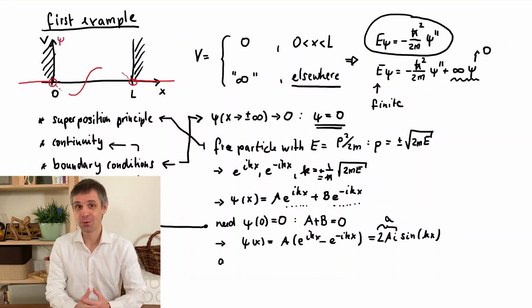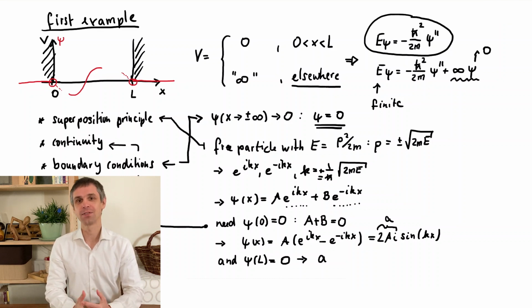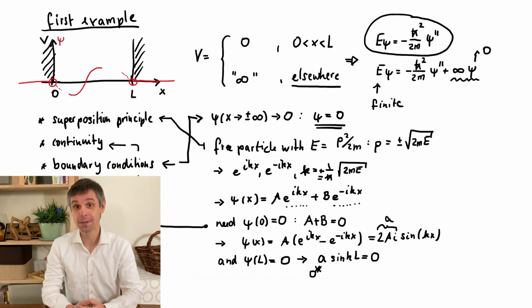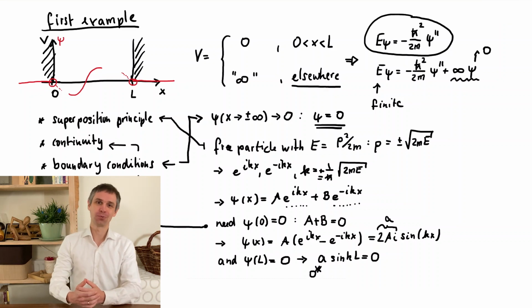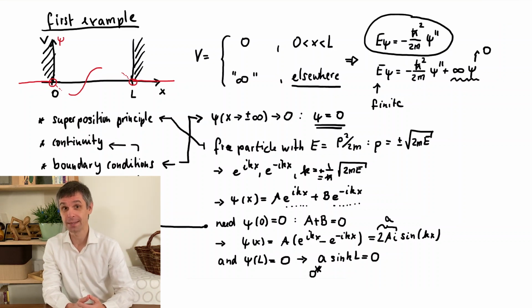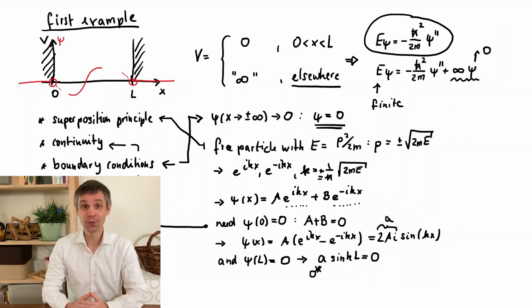Now we apply the same logic to the other end of the region at x equals L. This gives us a different condition. A times the sine function must vanish at this point. But we cannot set a to 0. The wave function would then really vanish everywhere, including between the walls. So we cannot use this to calculate probabilities and have to rule this out as a physical quantum state of the particle. You may be tempted to think of this as a quantum state with no particle, but that's actually more involved and not what we are interested in here.